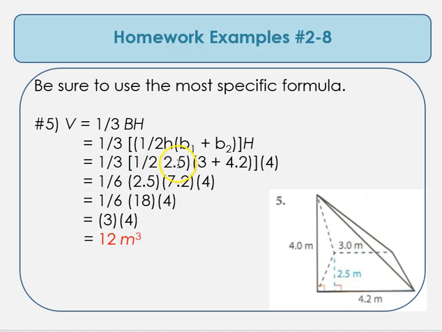We have 2.5 times 7.2 times 4. That's 1/6 times 18 times 4. 18 times 1/6 is 3. So 3 times 4 is 12 meters cubed.